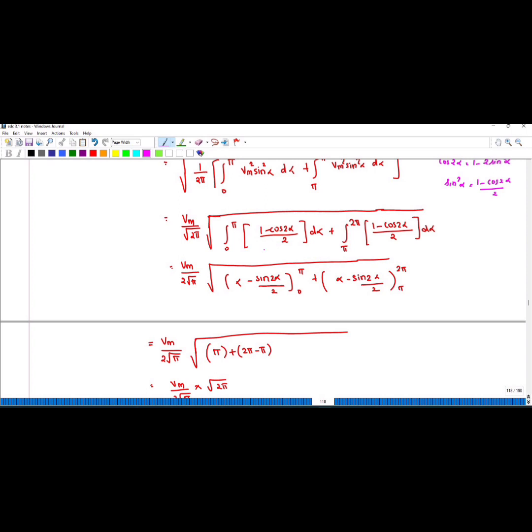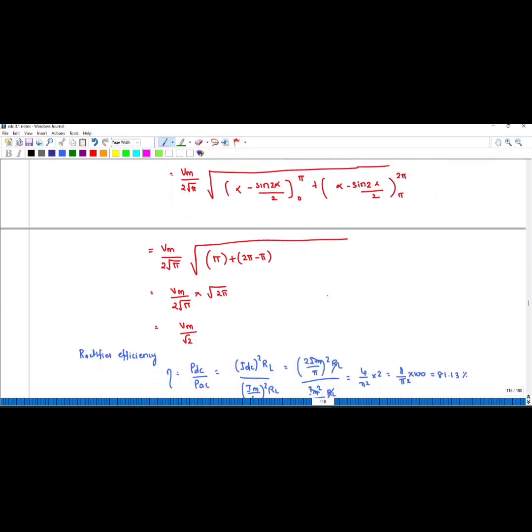Now if I integrate this, 1 integrates to alpha, and cos 2 alpha integrates to sin 2 alpha divided by 2. If I substitute the values, I will get this equation, and on solving this one, I will get root of 2 pi. So this pi and pi will cancel out, and root 2 by 2 is equal to this. I can write it like this. So this will cancel and I will get 1 by root 2.